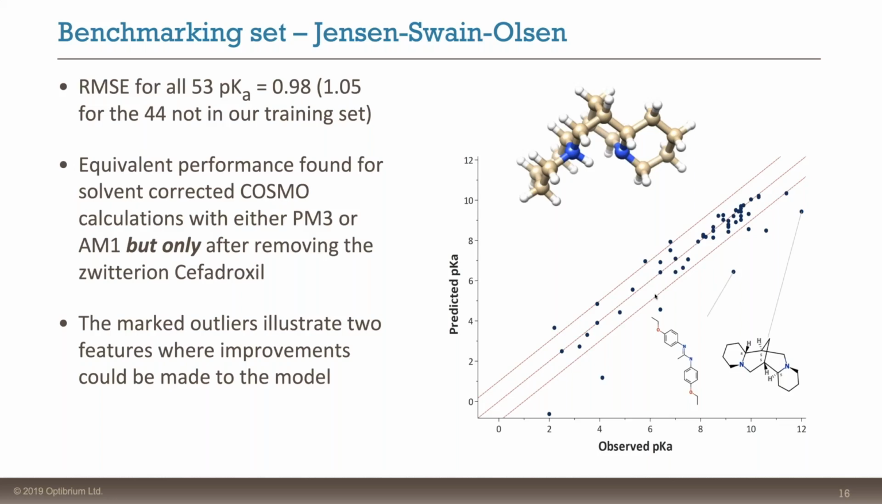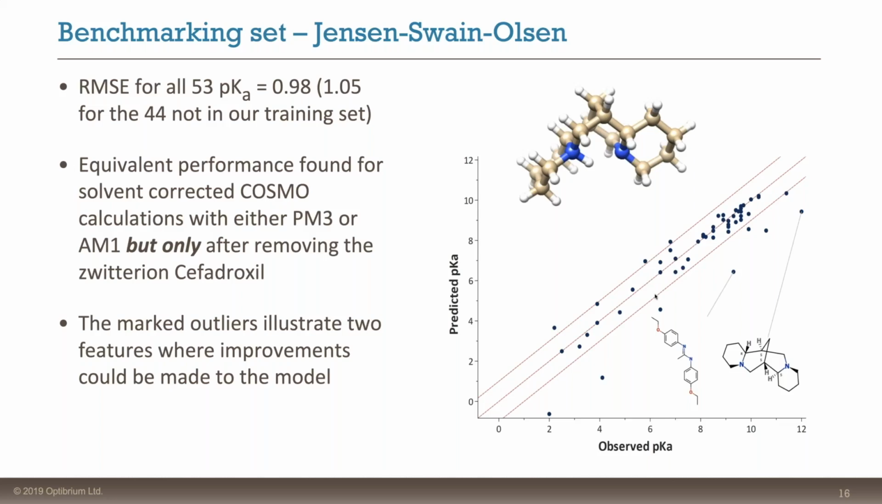And this level of performance is equivalent to that found by Jensen, Swain, and Olsen using solvent corrections. Again, it's a PM3 or AM1 semi-empirical methodology that they've used. But again, I put in bold there, it is only that sort of performance level after removing the zwitterions. We don't have to do that. We've predicted for all of these compounds. However, the outliers that I note on the right-hand side again give some indication as to the performance quirks of this model.